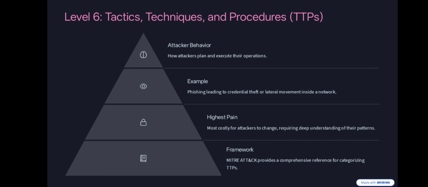TTPs are the most powerful indicators in the pyramid of pain because they reflect deep adversary behavior, not superficial attributes. Defenders who focus on understanding and detecting TTPs can disrupt entire campaigns rather than just single events. This makes TTP-based defense not just reactive, but strategic.